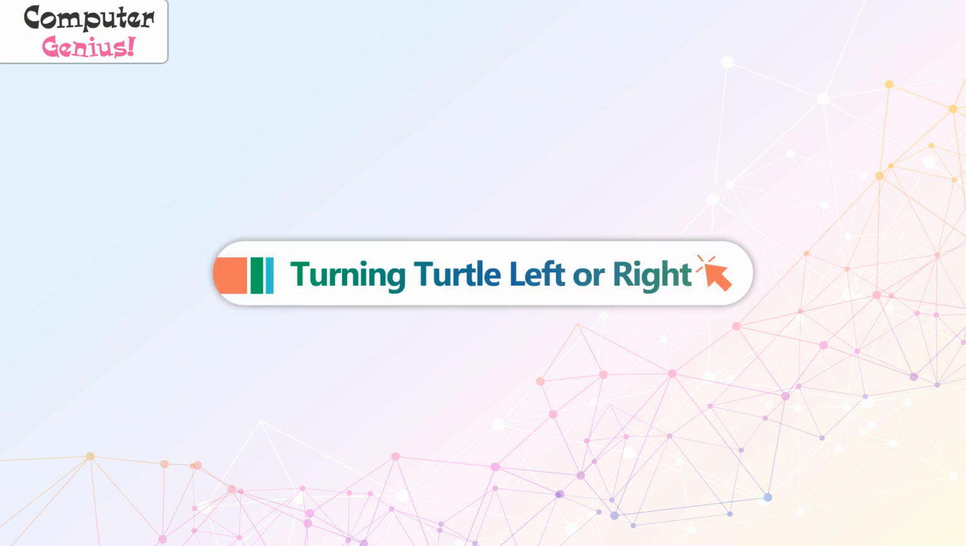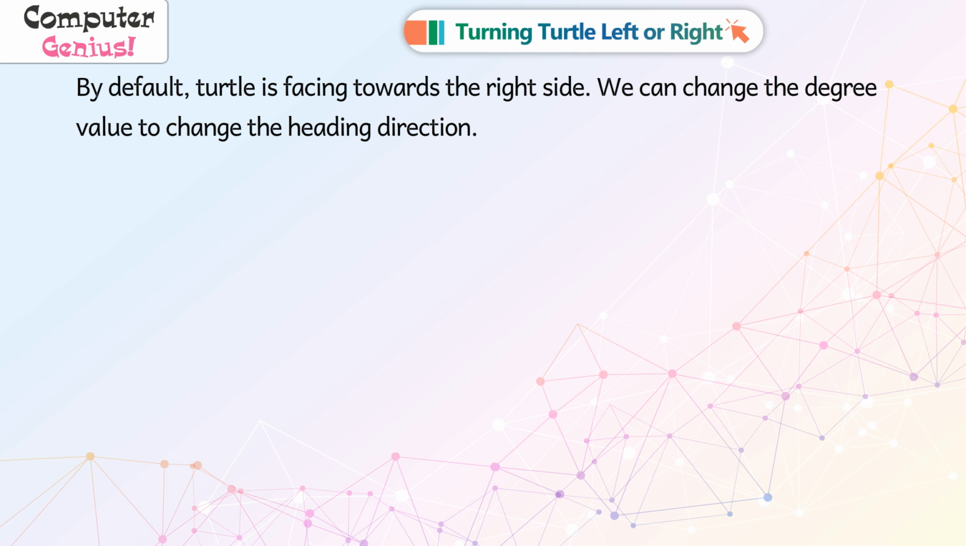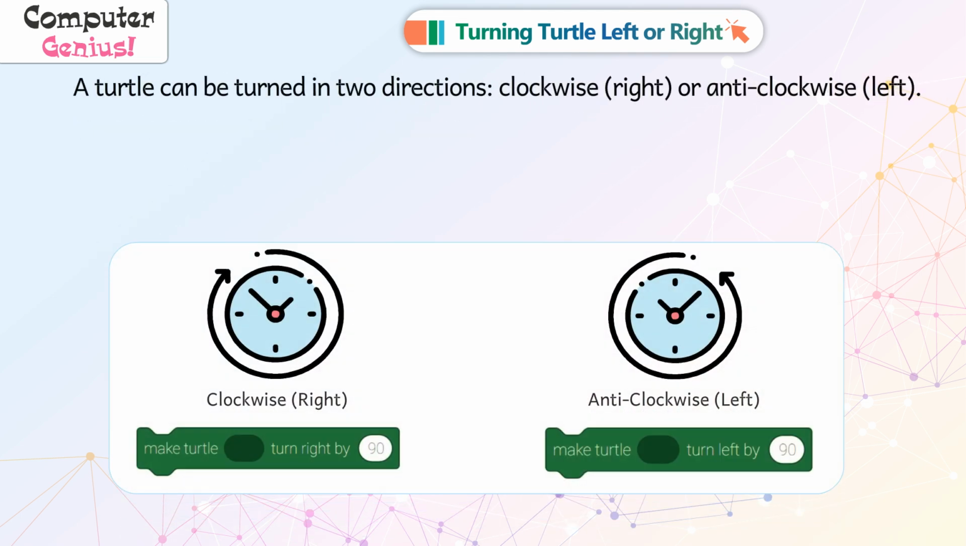Turning turtle left or right. By default, the turtle is facing towards the right side. We can change the degree value to change the heading direction. A turtle can be turned in two directions: clockwise (right) or anti-clockwise (left).